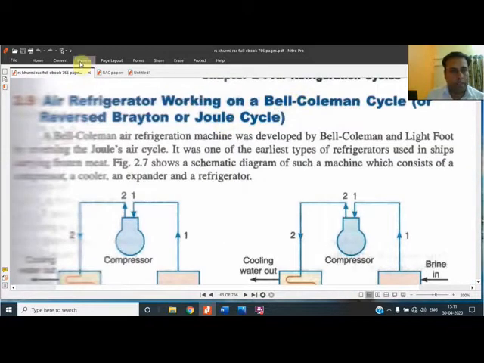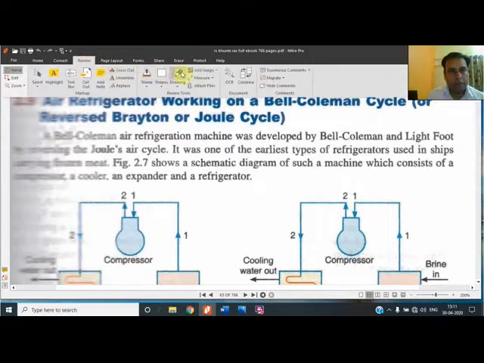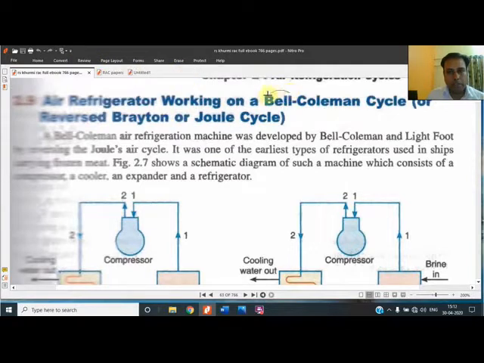Today we are going to cover a new topic, that is the basic cycle of air refrigeration. The basic cycle of air refrigeration is based on the Bell-Coleman cycle. The name is given the Bell-Coleman cycle.